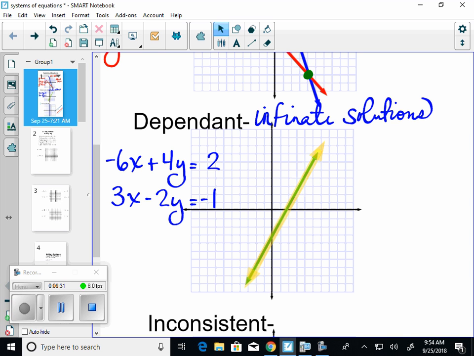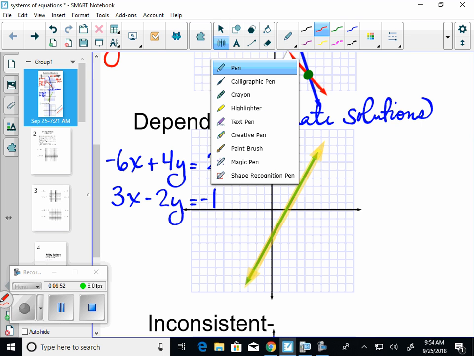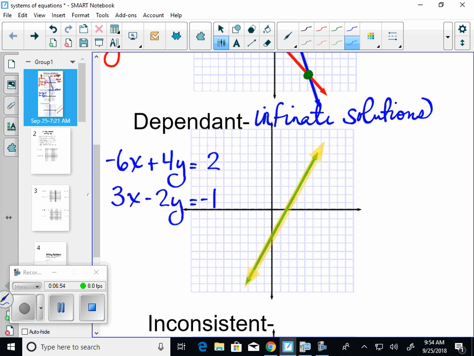It'll graph one right on top of the other. If your lines, when you graph them, graph one right on top of the other, then every solution for one line is a solution for the other line. So you have infinite solutions for both. So if I know that that's going to happen, what can you say about those two lines? They will be the same equations.